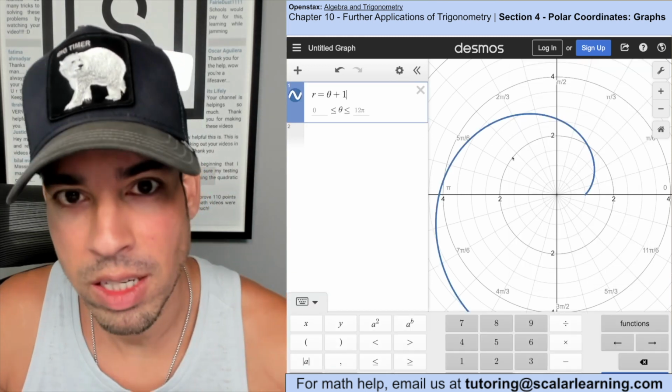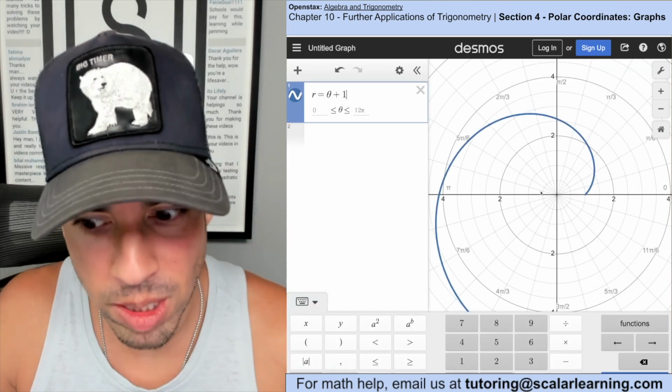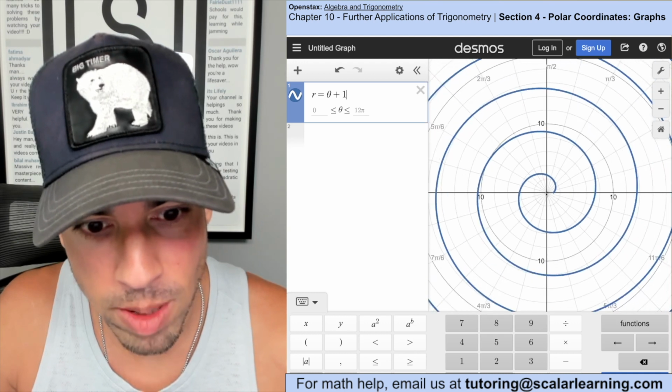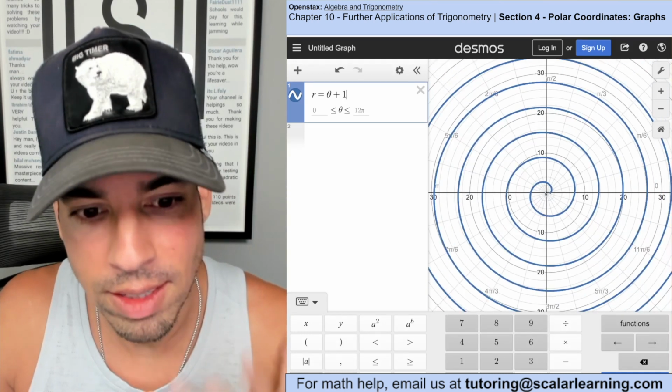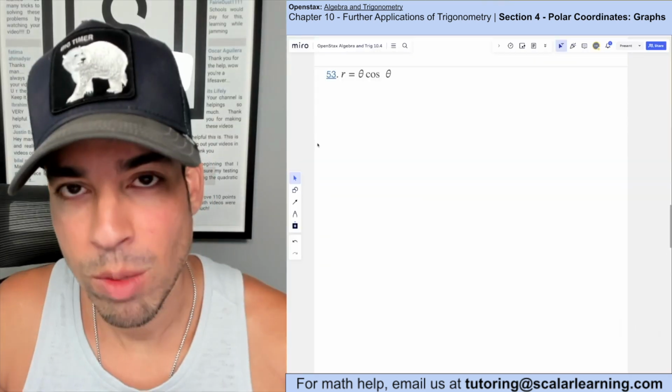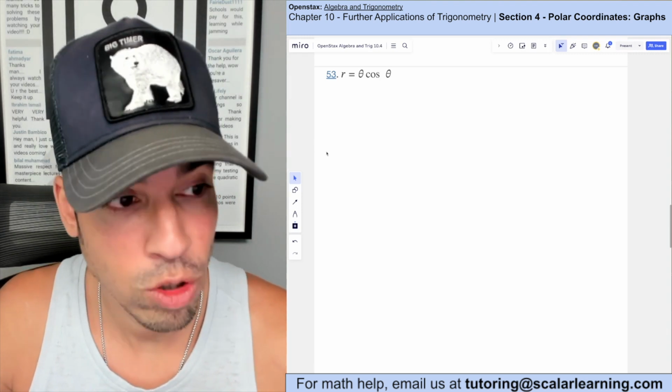And from what we've seen in previous examples, we kind of knew this was going to be an Archimedes spiral like this, but if you zoom out, you can kind of see that's what it looks like. That's how you do it. Done. For this one, they want us to plot the graph in Desmos, so we're going to do that now.